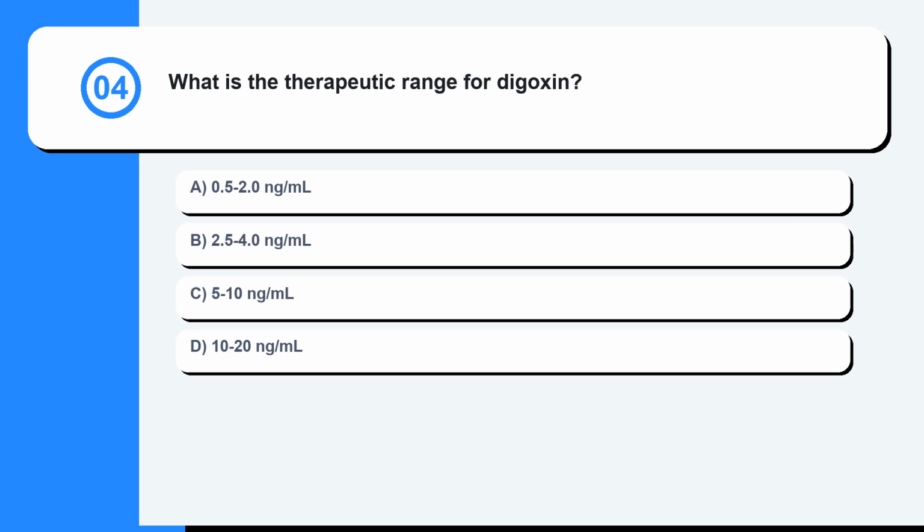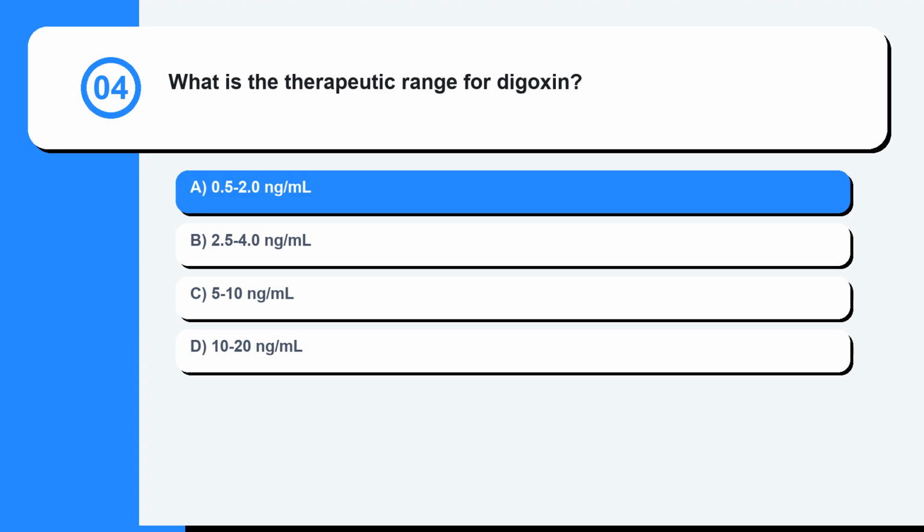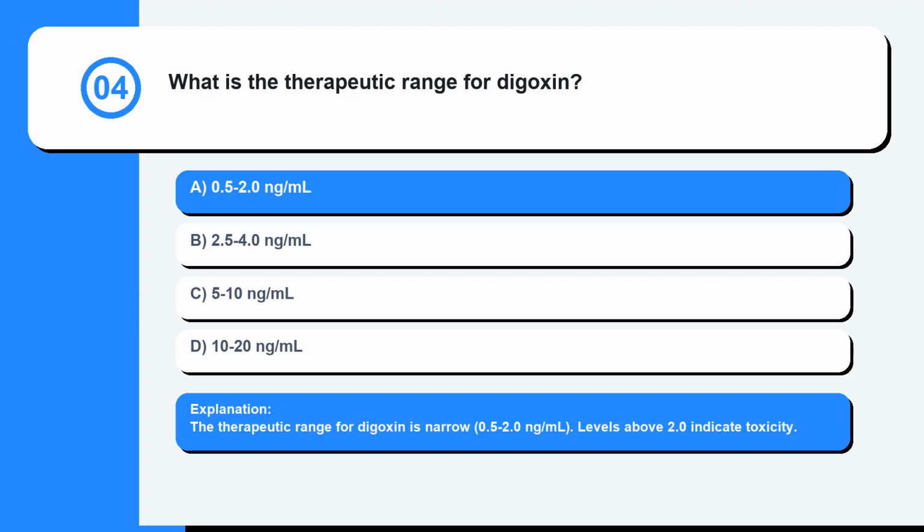Question 4. What is the therapeutic range for digoxin? A. 0.5 to 2.0 ng/mL. B. 2.5 to 4.0 ng/mL. C. 5 to 10 ng/mL. Or D. 10 to 20 ng/mL. The correct answer is A. 0.5 to 2.0 ng/mL. The therapeutic range for digoxin is narrow, 0.5 to 2.0 ng/mL. Levels above 2.0 indicate toxicity.